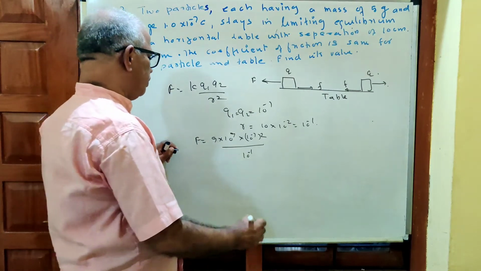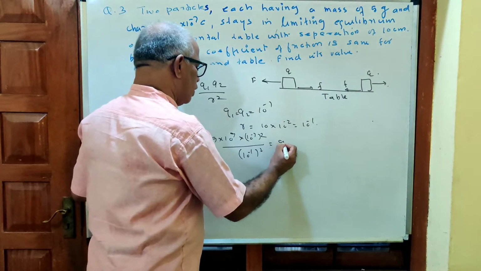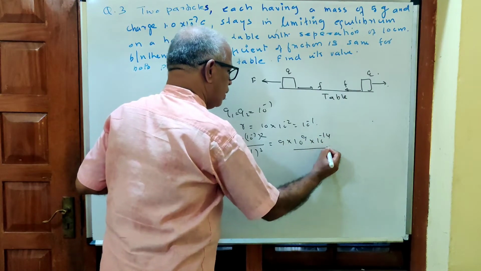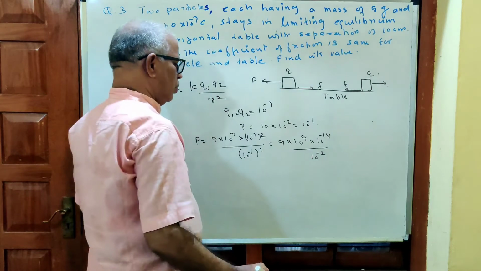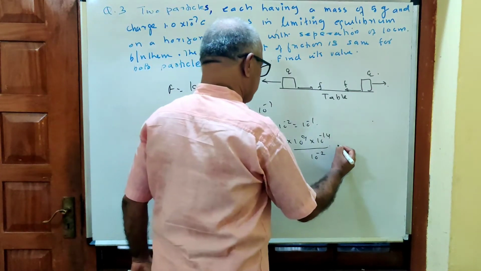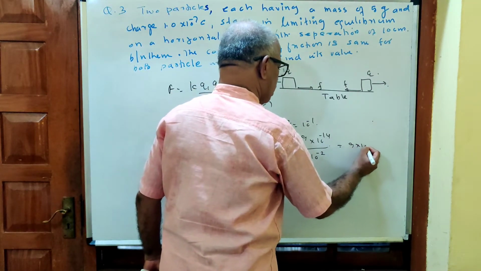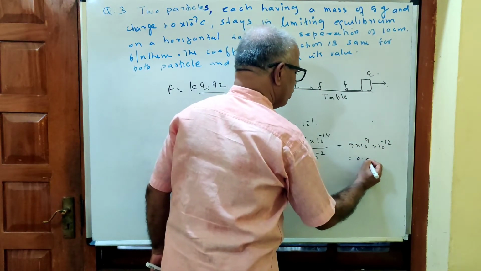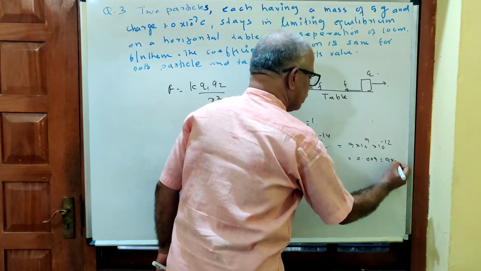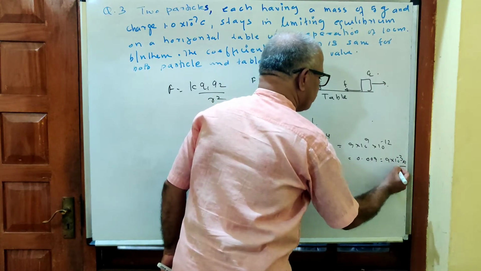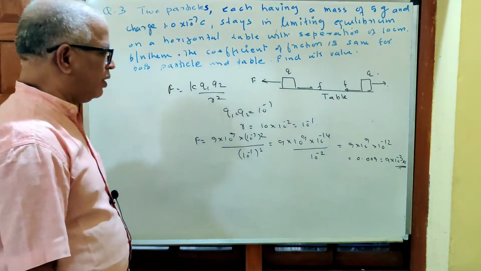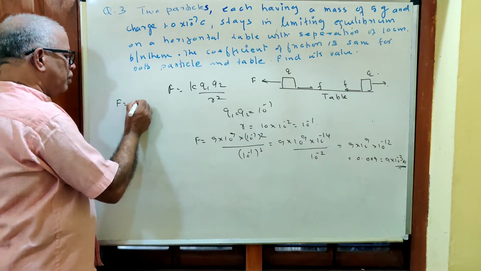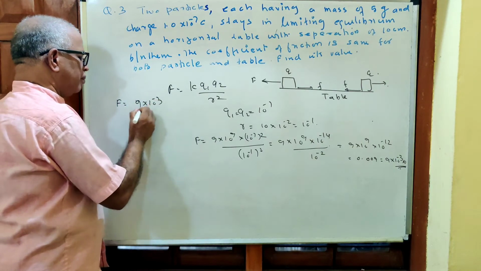What you will get is the whole square. 9 into 10 to the power 9, into 10 to the power minus 14 divided by 10 to the power minus 2. So, it is very simple: 9 into 10 to the power 9 into 10 to the power minus 12. That is 0.009, that is 9 into 10 to the power minus 3 Newton. This is the repulsive force we have. F is equal to 9 into 10 to the power minus 3, the repulsive force.